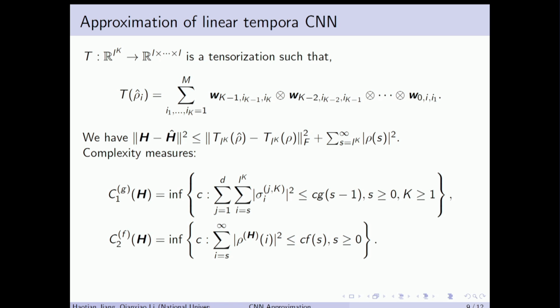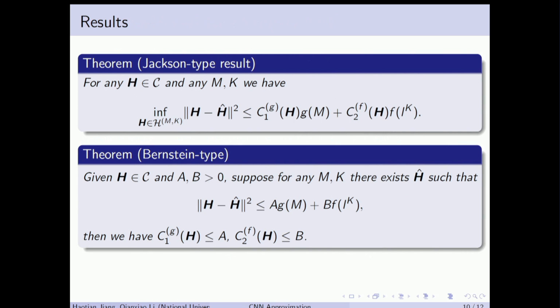And for the second complexity measure, we consider the decay of the tail of the target. The f here is also a decreasing function. It is used to measure the decreasing speed of the tail of the target. And based on these two complexity measures, we have our main results here.